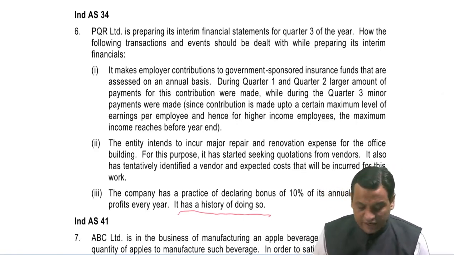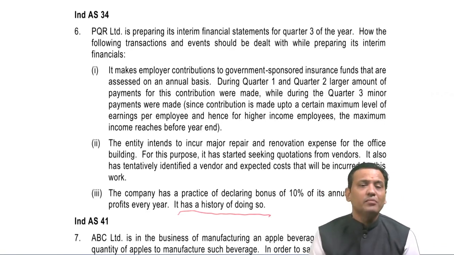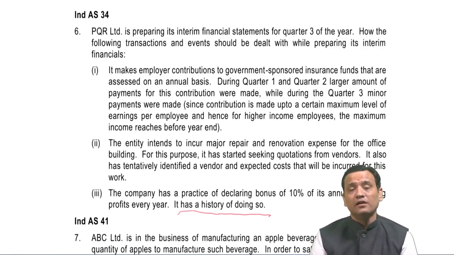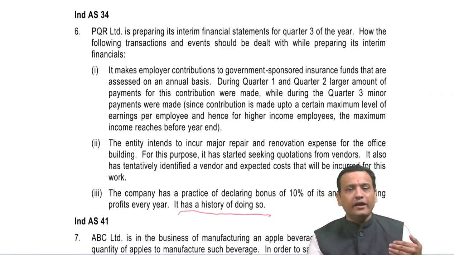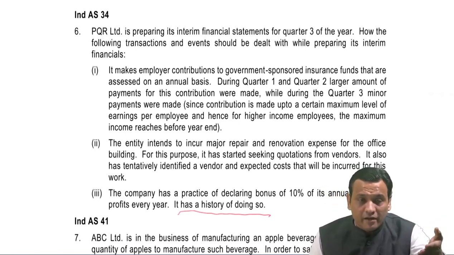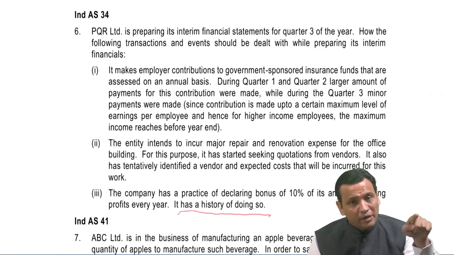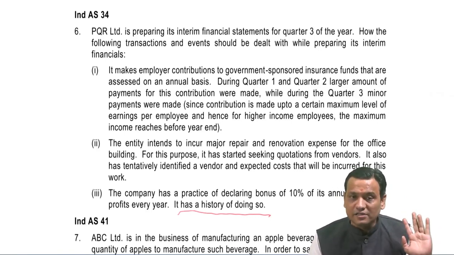Constructive obligation, my friends. If you remember, under Ind AS 34, we had learned that if an item can be recognized as an asset, liability, expense or income if it fulfills the recognition criteria in my annual financial statements, then the same will be recognized in my interim financial statements. If an item of income can be preponed or an item of expense can be postponed in the annual financial statements, then the same item can be preponed and postponed in interim financial statements.